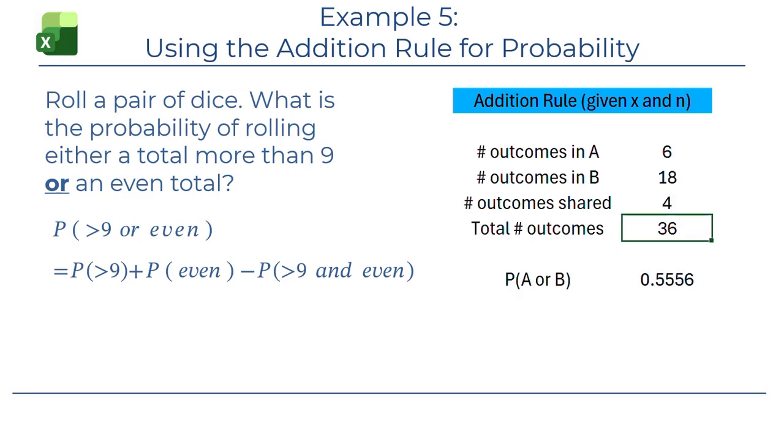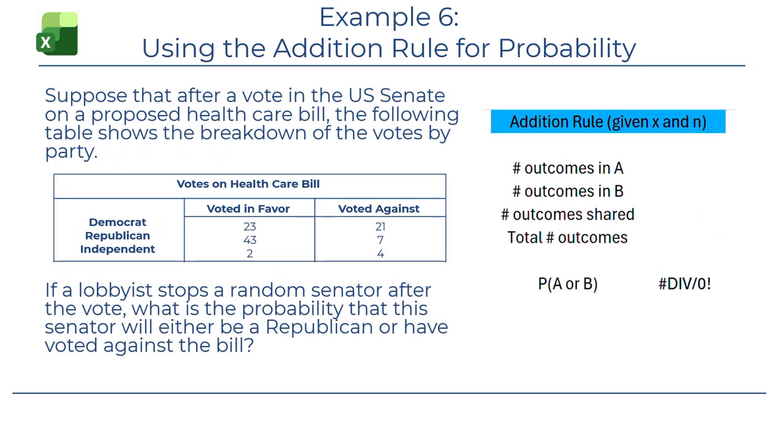And we can see then that the probability of rolling a sum greater than 9 or an even sum would be 0.5556. Example 6, using the addition rule for probability.